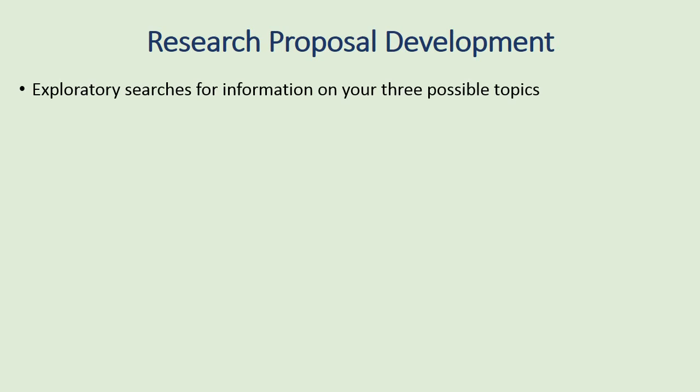After you have identified the 3 possible topics, you can do some exploratory searches through the internet and the library. Beginning to learn about your possible topics can help you to identify which topic you want to focus on, and also to help you narrow down the topic that you decide to focus on.